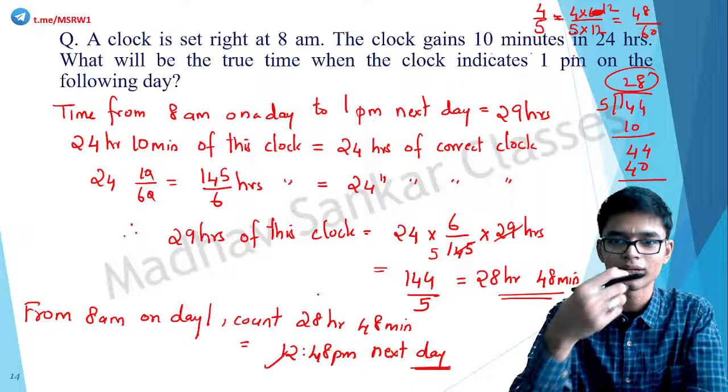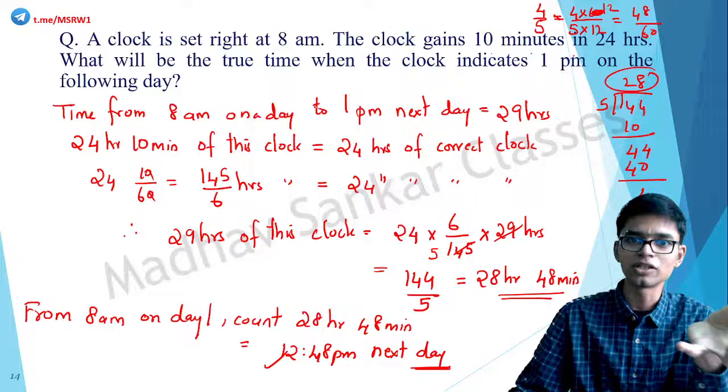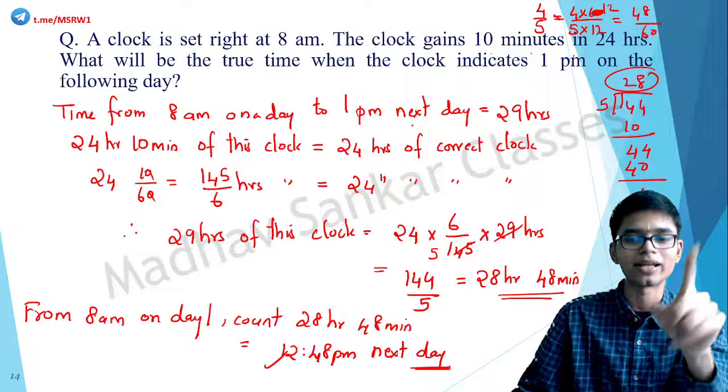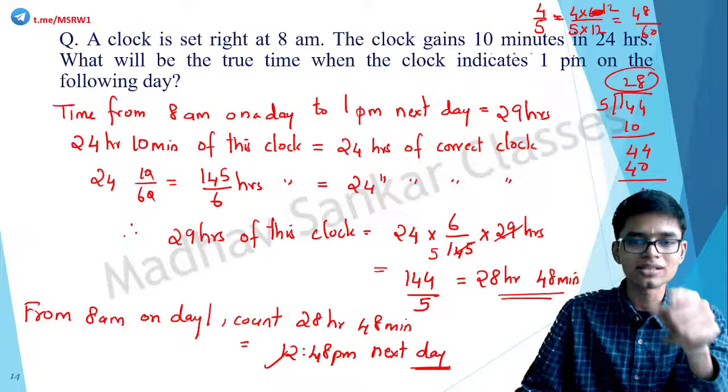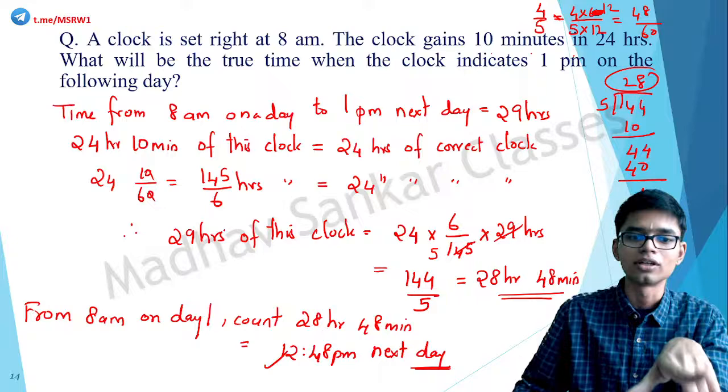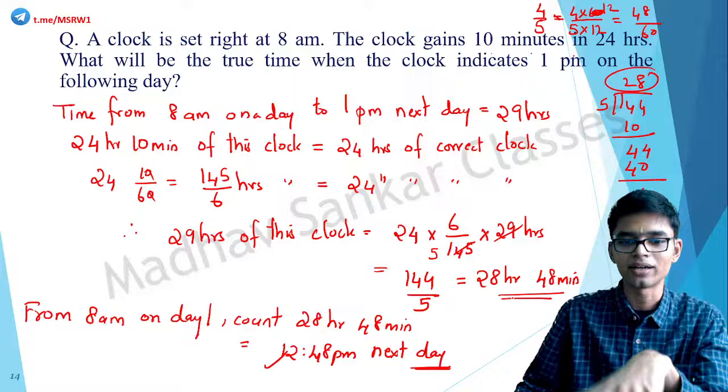Did you get how I did this? First of all, find the number of hours between the two times given, from the correct time to the time we have to calculate. Okay, so at 8 a.m. the clock is correct. So time from 8 a.m. on first day to 1 p.m. next day, total hours is equal to 29 hours. Okay, so this clock gains 10 minutes every 24 hours. So 24 hours, 10 minutes of this clock is equal to 24 hours of the correct clock. Correct? So from that, we can find out 29 hours of this clock is equal to how much of the correct clock. Find it out and add that value to 8 a.m. and you can get the correct answer.